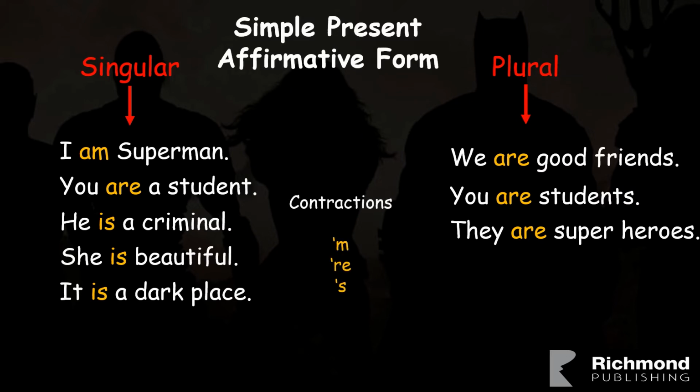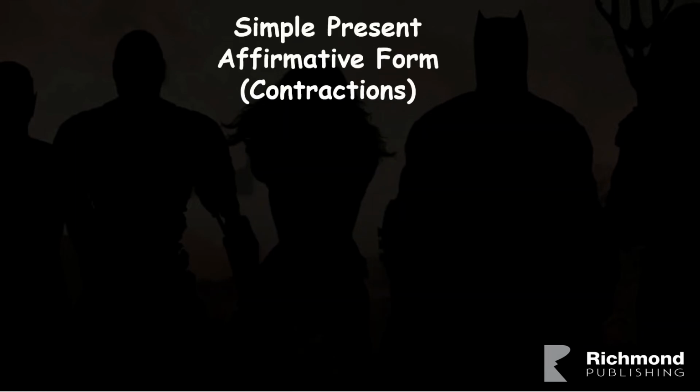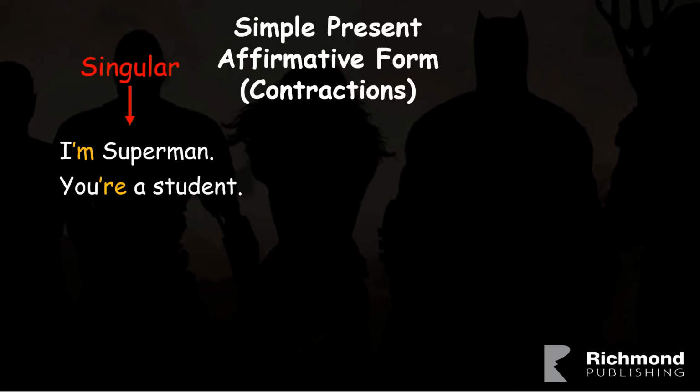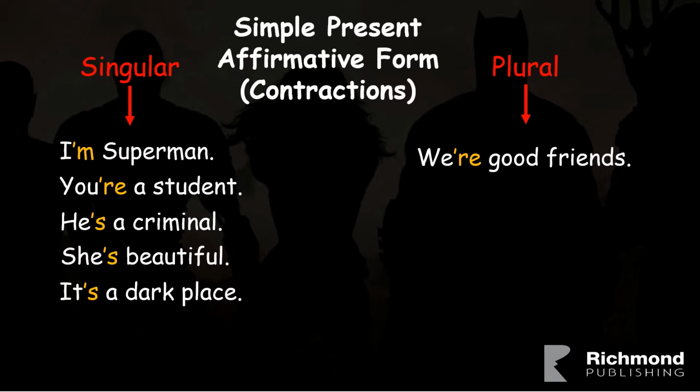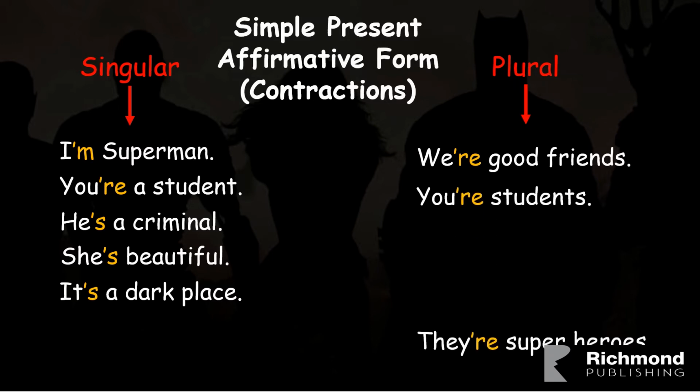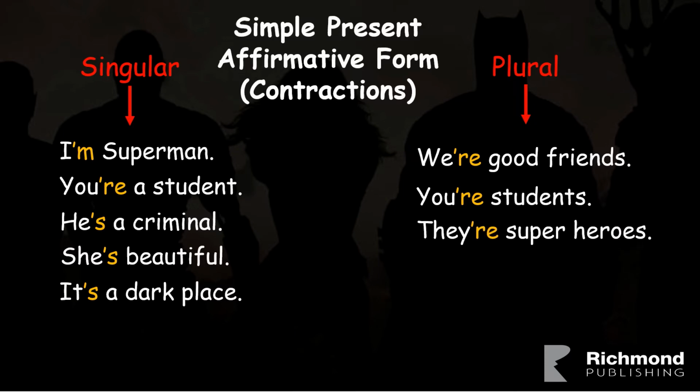Contractions. Simple present affirmative form contractions. Singular. I'm Superman. You're a student. He's a criminal. She's beautiful. It's a dark place. Plural. We are good friends. You're students. They're superheroes.